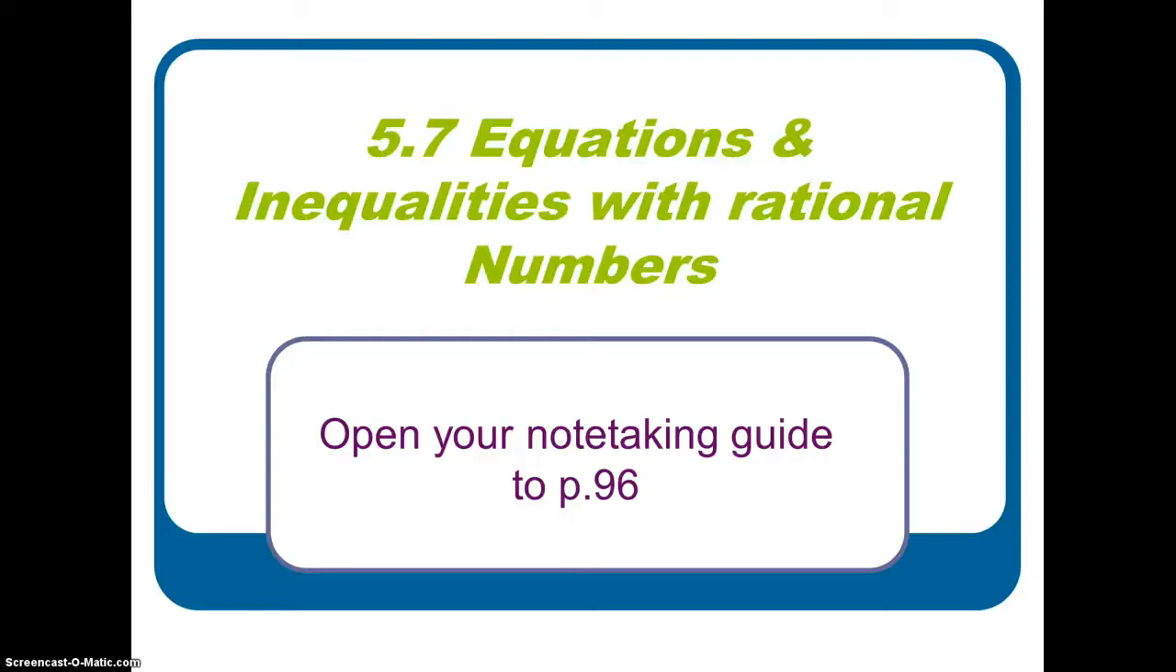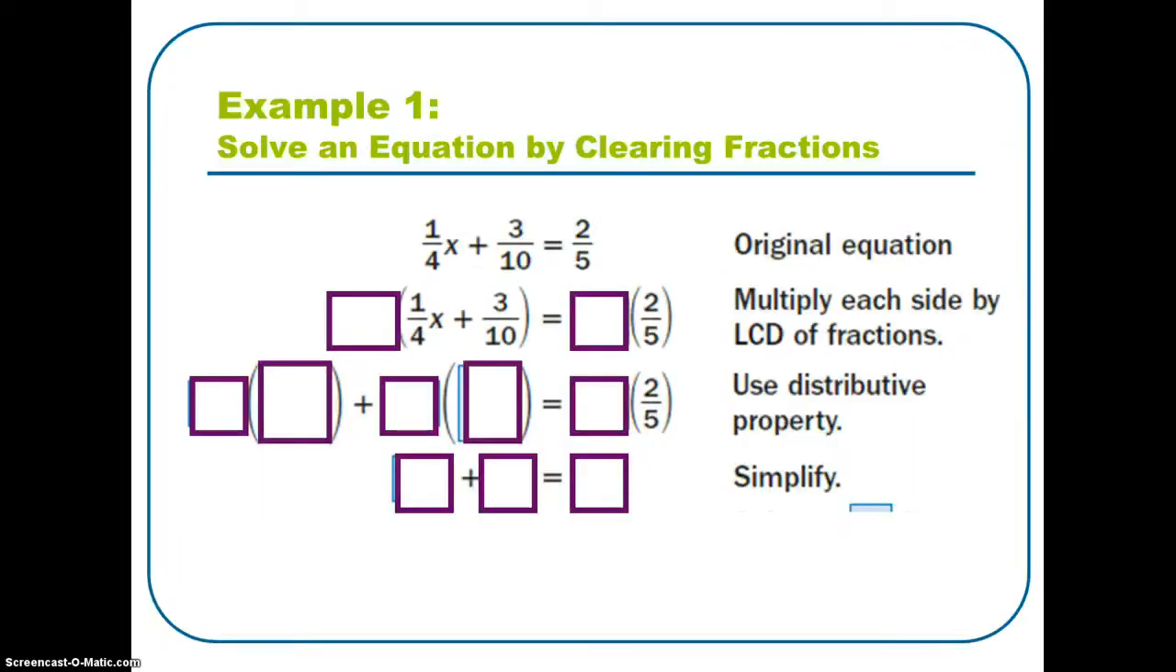Lesson 5.7, Equations and Inequalities with Rational Numbers. In example 1, solve an equation by clearing fractions. If you look at our fractions, we have a 4, a 10, and a 5 in the denominator. To clear that, we want to multiply each side by the LCD of the fractions.